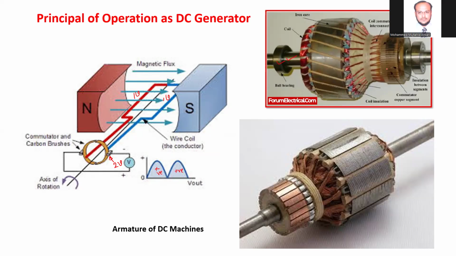There's a ball bearing on both sides, over which we will place the armature winding. The winding where EMF is induced is called the armature. So it is an armature winding. It is connected to the commutator segments.